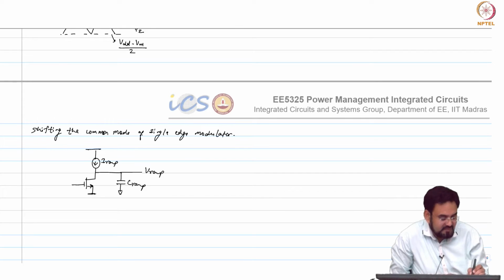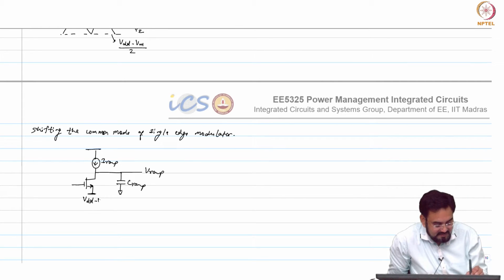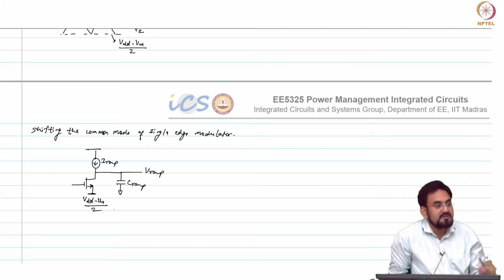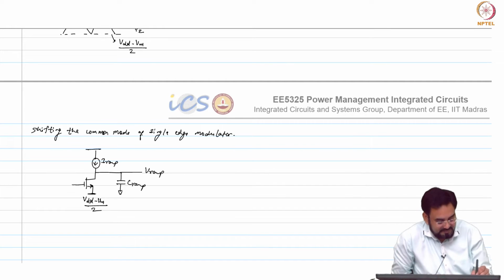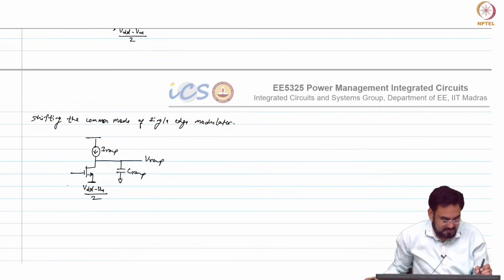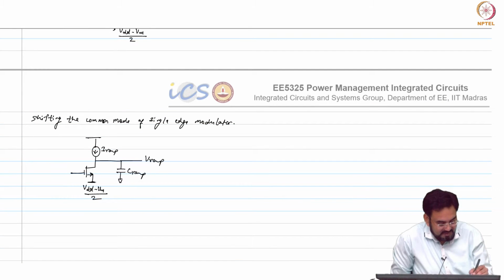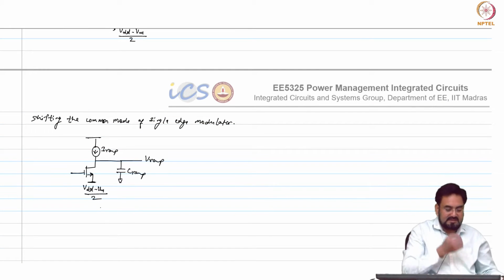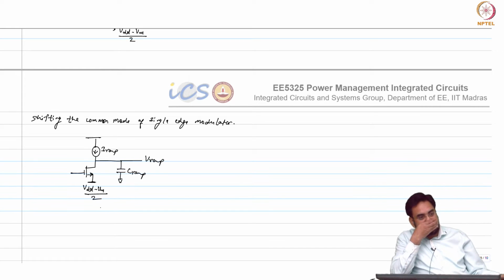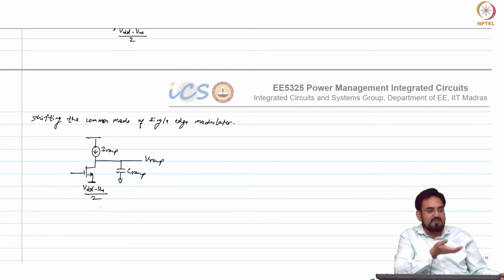So where do we want to keep this? VDD minus VM by 2. So what do you require in that case? How do we shift this? How do you generate this ground actually?